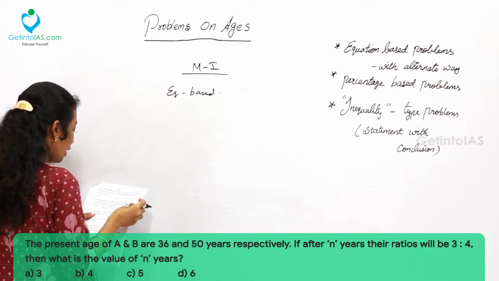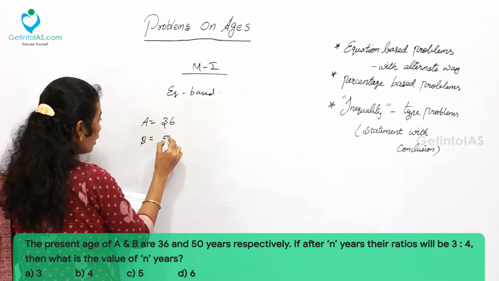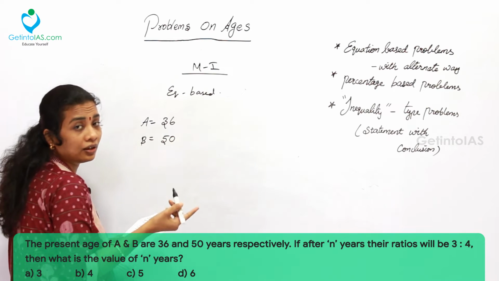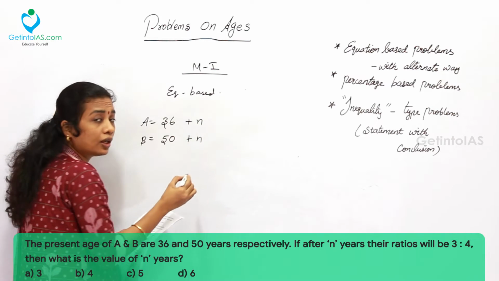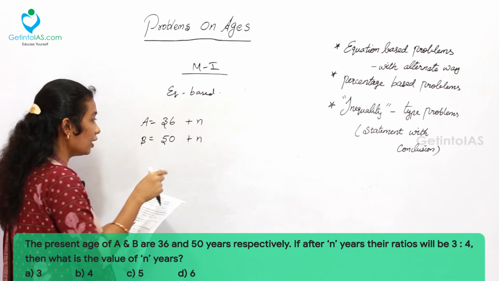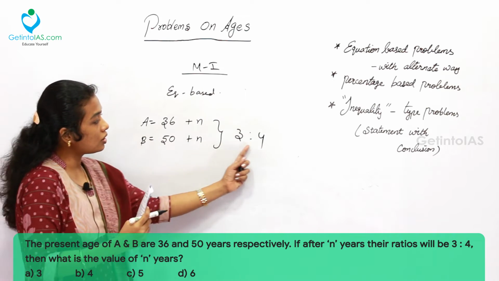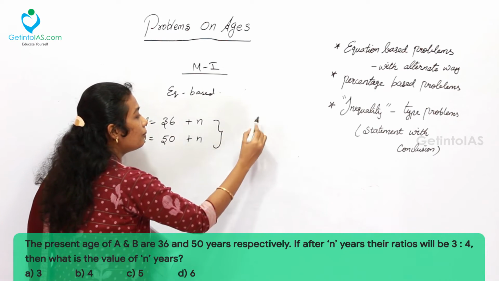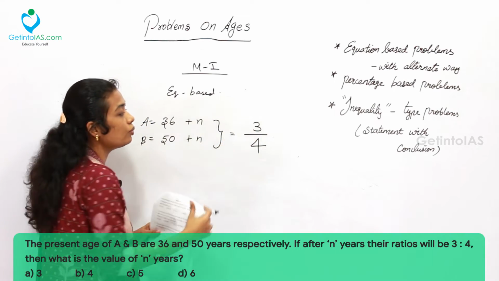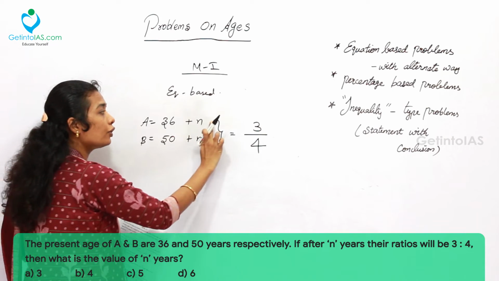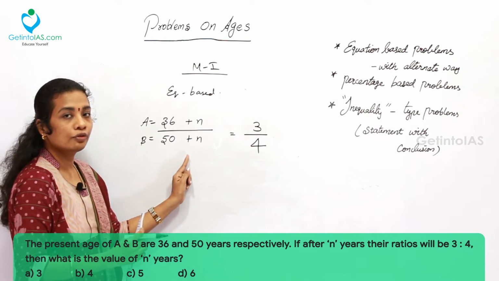The present ages of A and B, okay, A is 36 years and B is 50 years respectively. If after n years, you will have to add n. Before n years, you will have to subtract that n. The ratio will be equal to 3:4, which is in the form of a fraction, right? So simply you can write 3/4. As the right side value is given as a fraction, on the left side also you will have to write it as a fraction. So here I am writing (36 plus n) by (50 plus n).